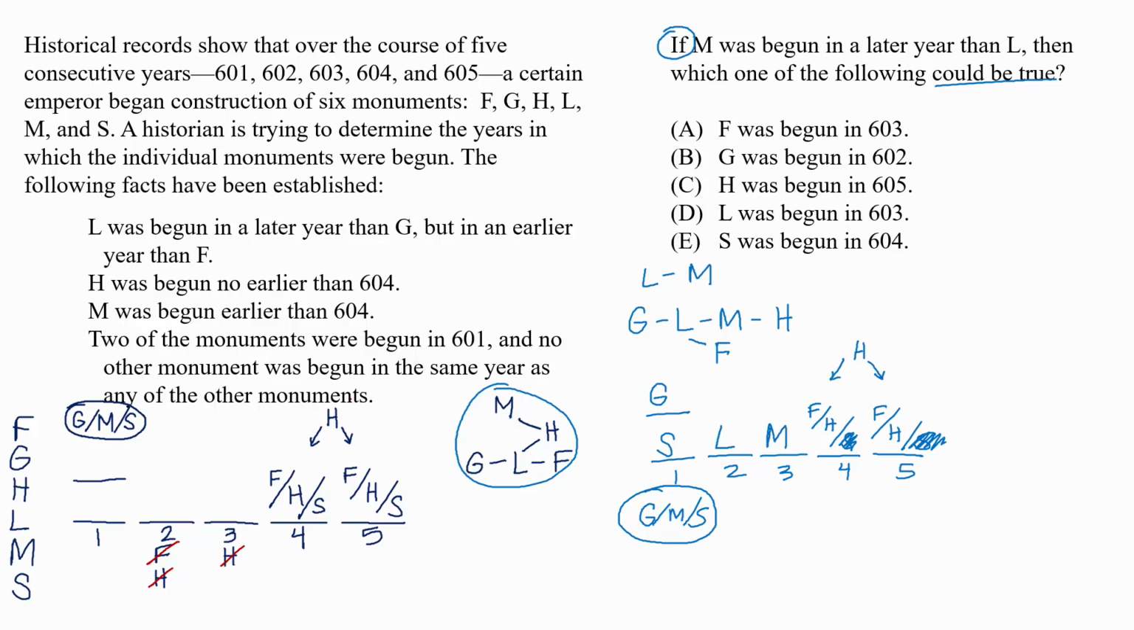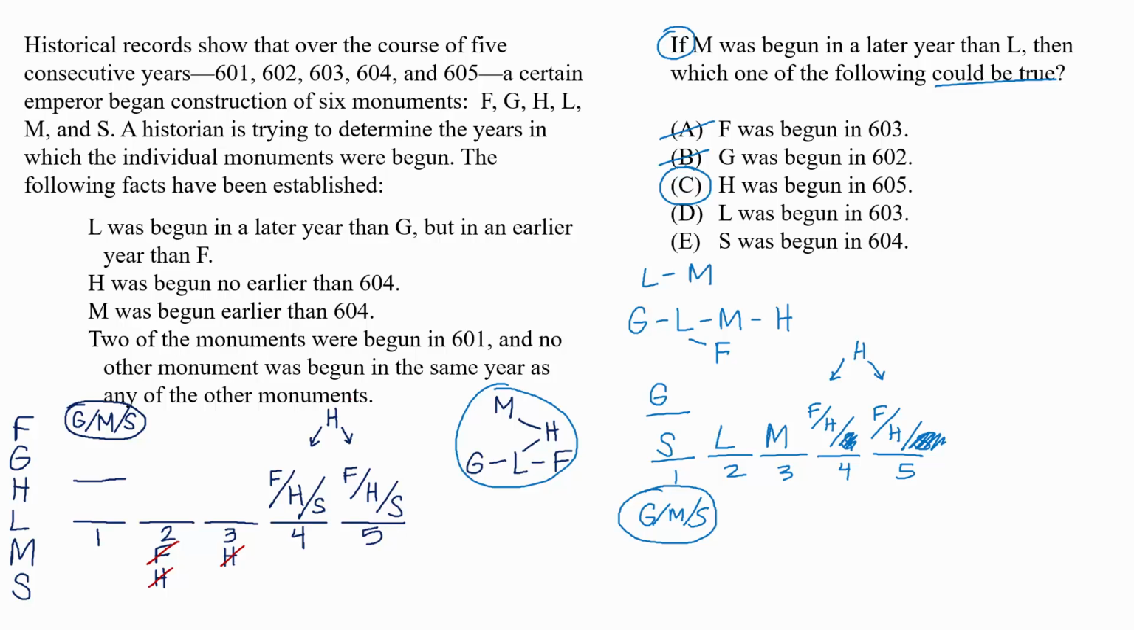A, F was begun in 603. Well, this can't be true because M is in 603. B, G was begun in 602. This can't be true because we deduced that G has to be in 601. C tells us that H was begun in 605. This could be true because we deduced that either F or H could be in 605.